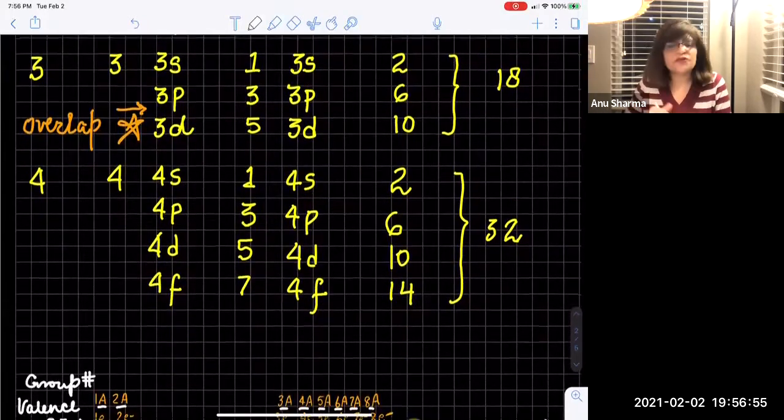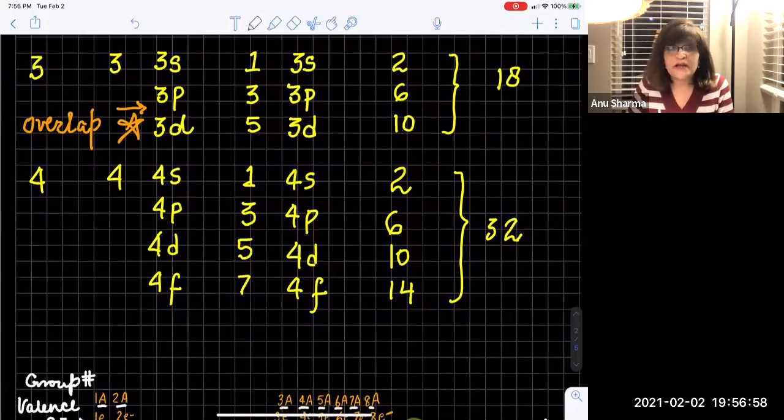Next, look at the third energy level, or the third shell. The third shell is made up of three subshells right here. The names are 3S, 3P, and 3D. The 3S subshell is made up of only one orbital. The name of that orbital is 3S. So you see the subshell and the orbital names are matching.